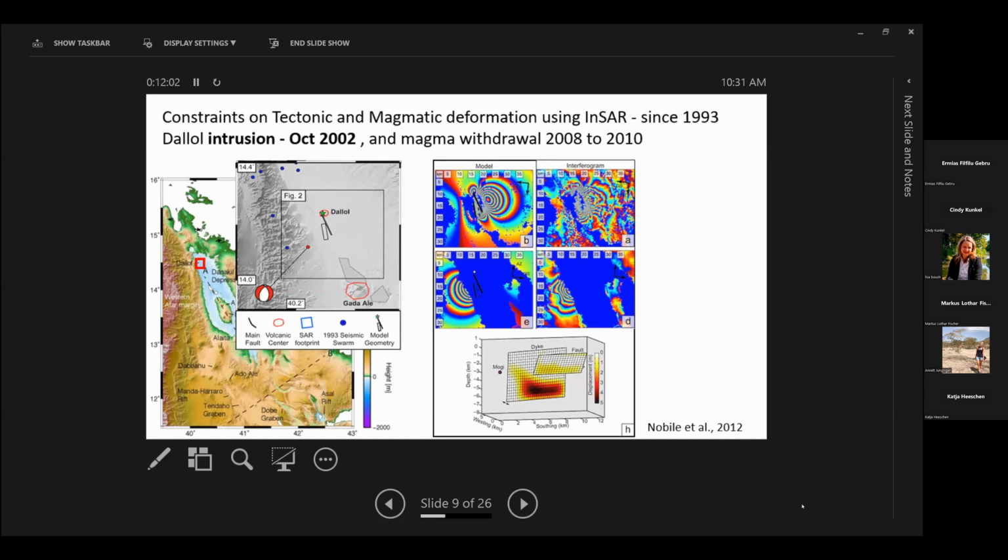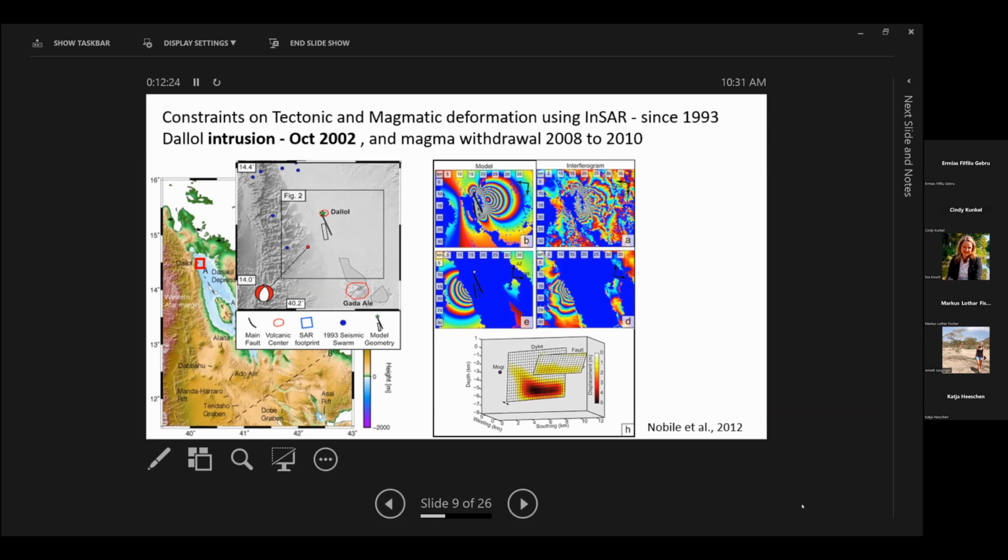But then the interferograms showed very spectacular deformation. There's a pattern of subsidence at Dalal volcano, and then there's a characteristic butterfly pattern of deformation from dike intrusion. That's very complex in some parts. It's more complicated than just a pure dike deformation. The good thing with these deformation maps is that they can be formally modeled with a subsurface model.